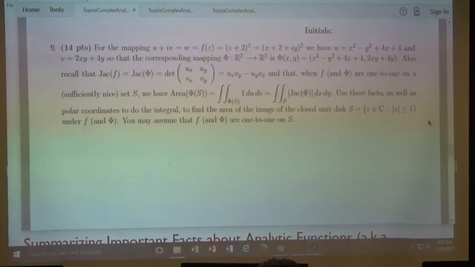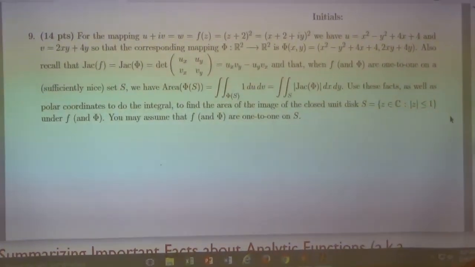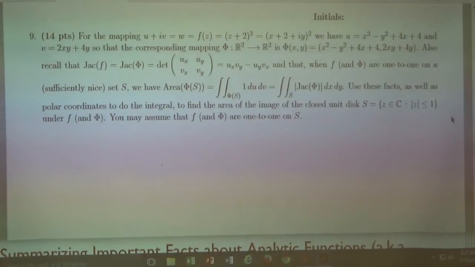Here was one where we were trying to figure out the area of the image of the set using some multivariable calculus. It was actually not that hard to set up. It seems harder looking at it.